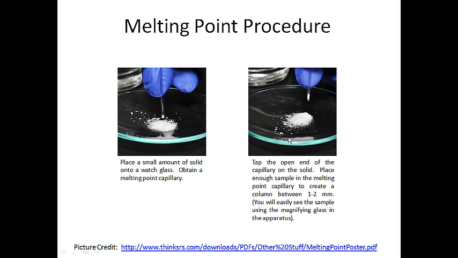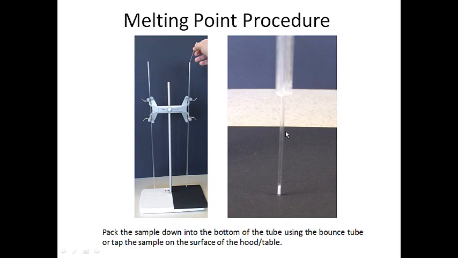Then in lab we pack the solid down to the bottom of the tube. Remember, it starts out up here at the open end of the tube. To get the solid down into the closed end, you can either simply tap it on the bench top, or you can use what's called a bounce tube, which is simply a glass tube. You put the sample in, it comes down and bounces a couple of times back and forth, and that packs the solid down into the capillary tube.